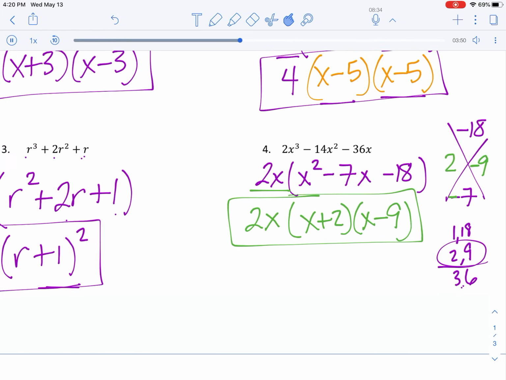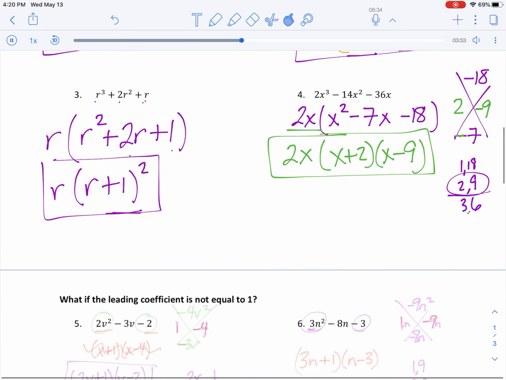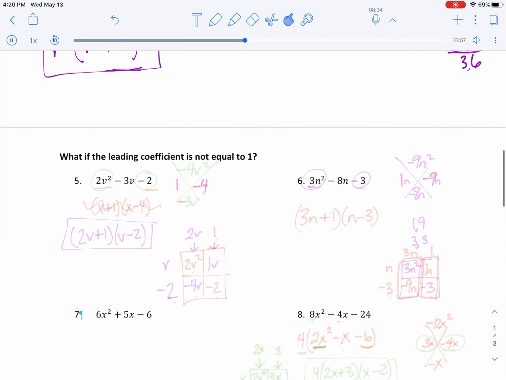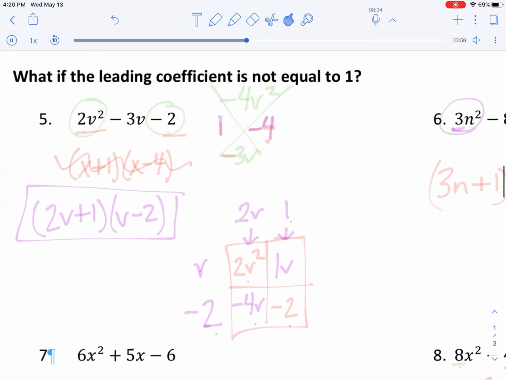So what if we have a leading coefficient that's not equal to 1? Here's where it gets a little bit more complicated, and this is not going to be tested in Algebra 1.